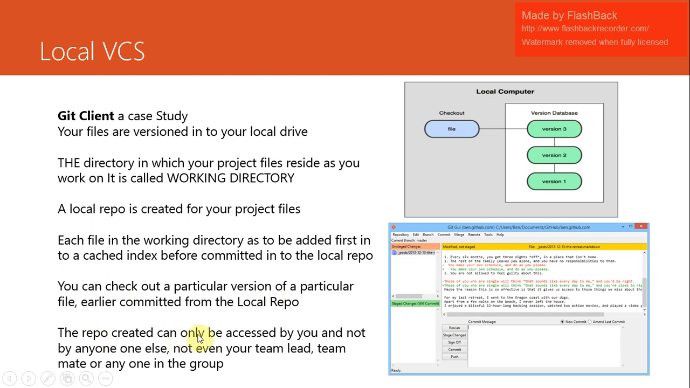Now, the repo created can only be accessed by you. This is very, very important. When you are using local VCS, Git client to be precise, the repo created is local, hence it can only be accessed by you and not by anyone else, not even your team lead, not even your teammates or anyone in the group. It is personal to you, except if your computer becomes another person's computer.